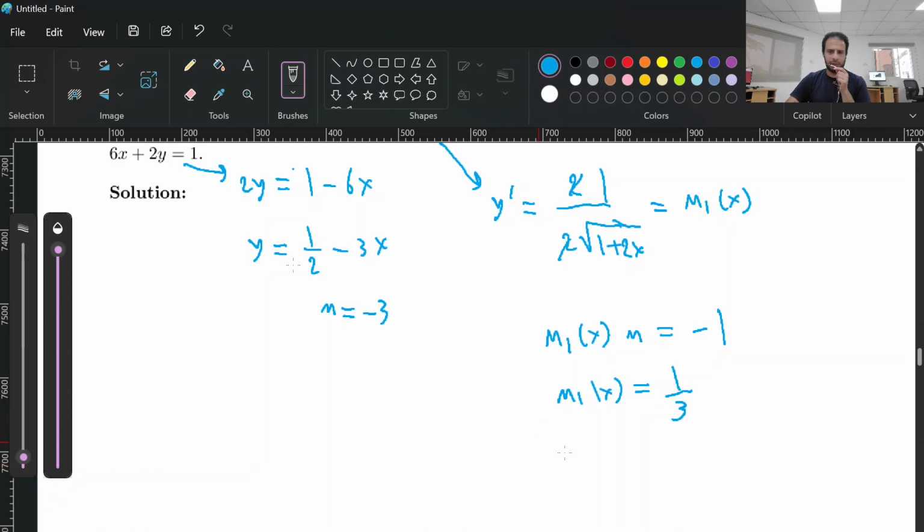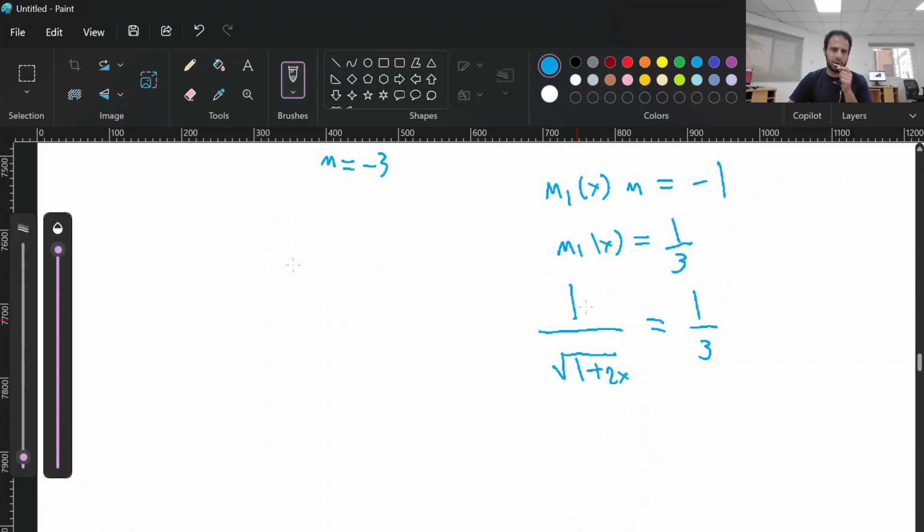Let's put the derivative here. It's 1 over, without 2, because we cancelled 2, square root of 1 plus 2x equals 1 over 3. Here you have numerator equals numerator, so denominator must equal denominator, right? So square root of 1 plus 2x equals 3. X is 4. Because you know that 1 plus 2x is 9. When you solve, you get 4. Are you good with this?